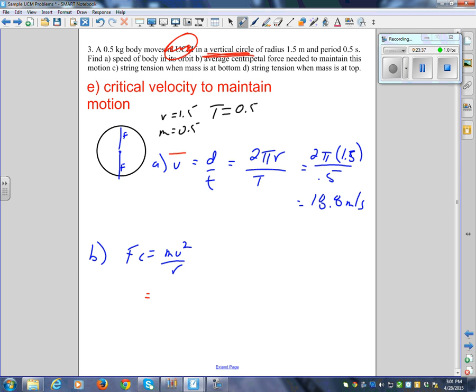So mass 0.5, velocity 18.8 squared all over r. That gives 118 newtons.